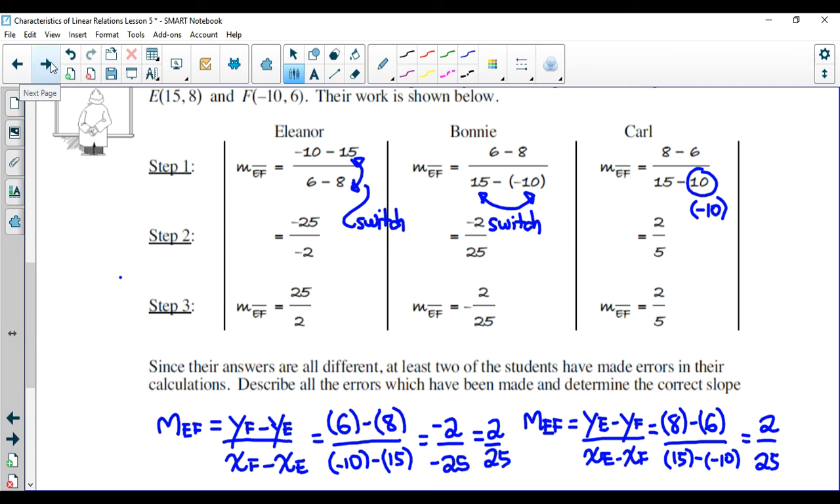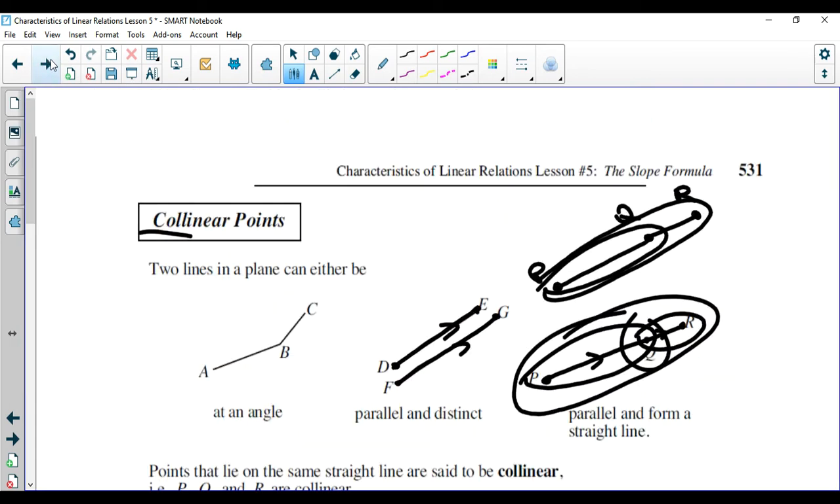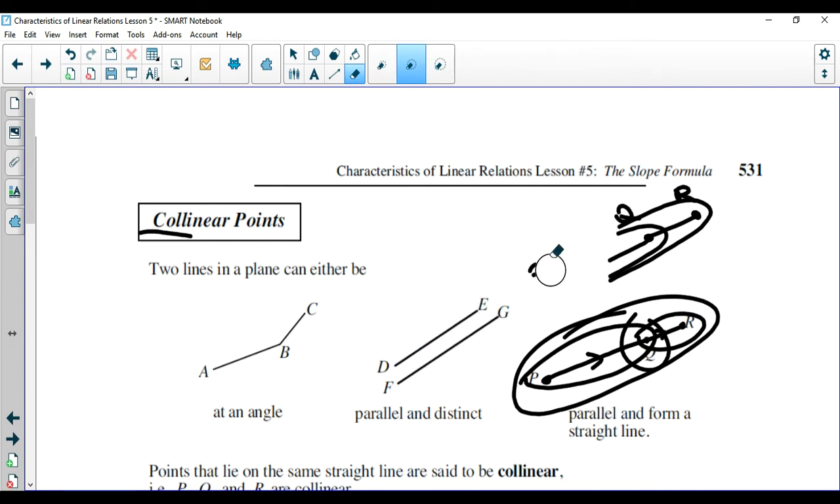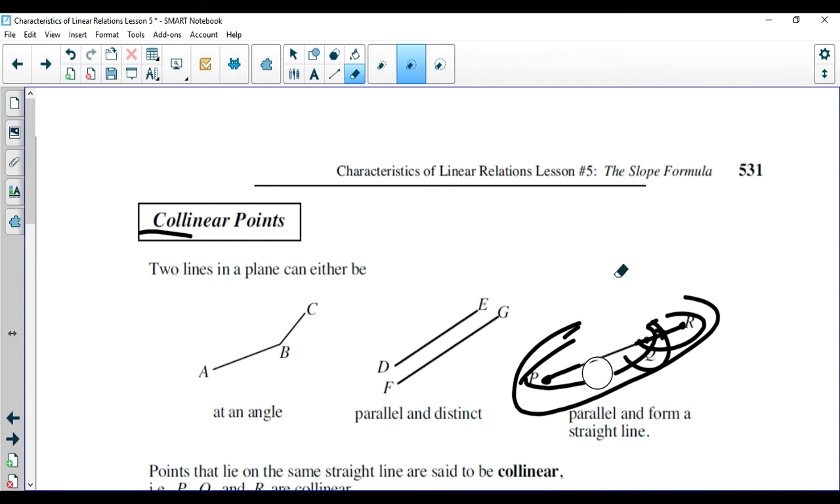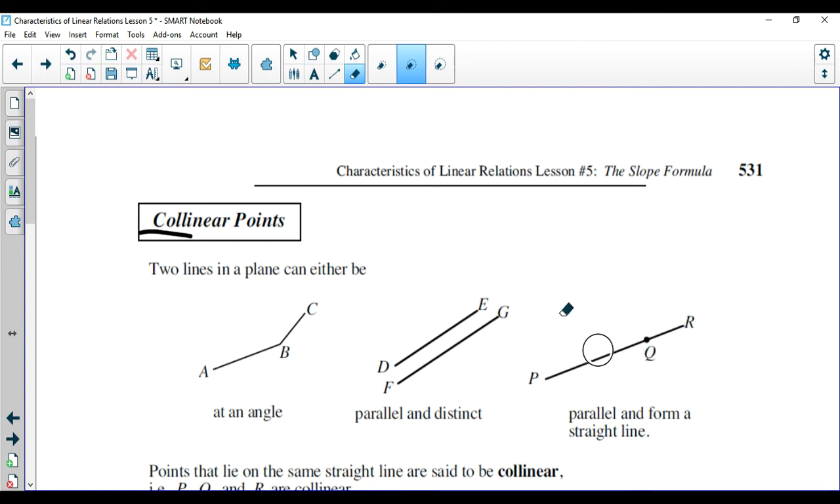Okay, let's go to the final page. Sorry, just going to erase all this junk here. Somebody forgot to erase before saving the notebook files.